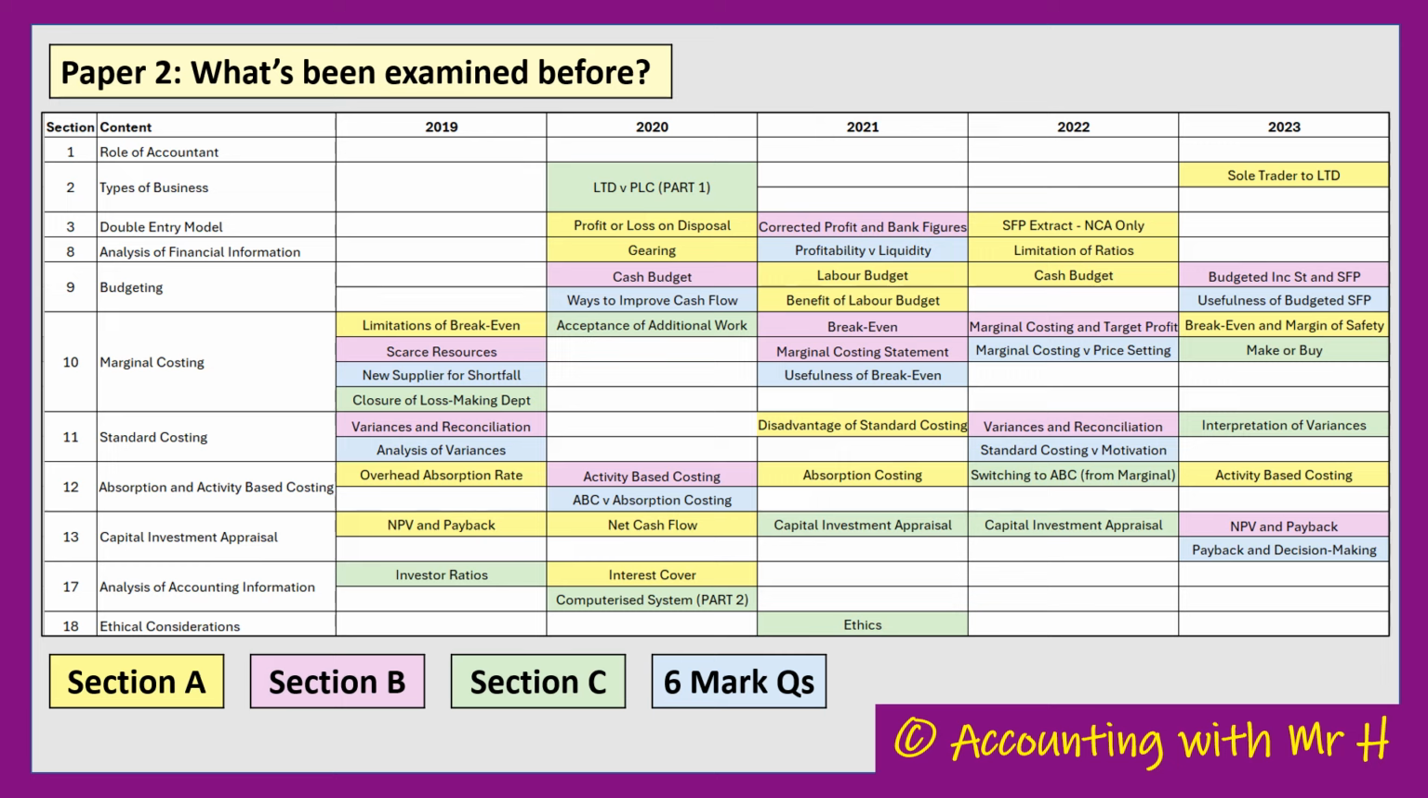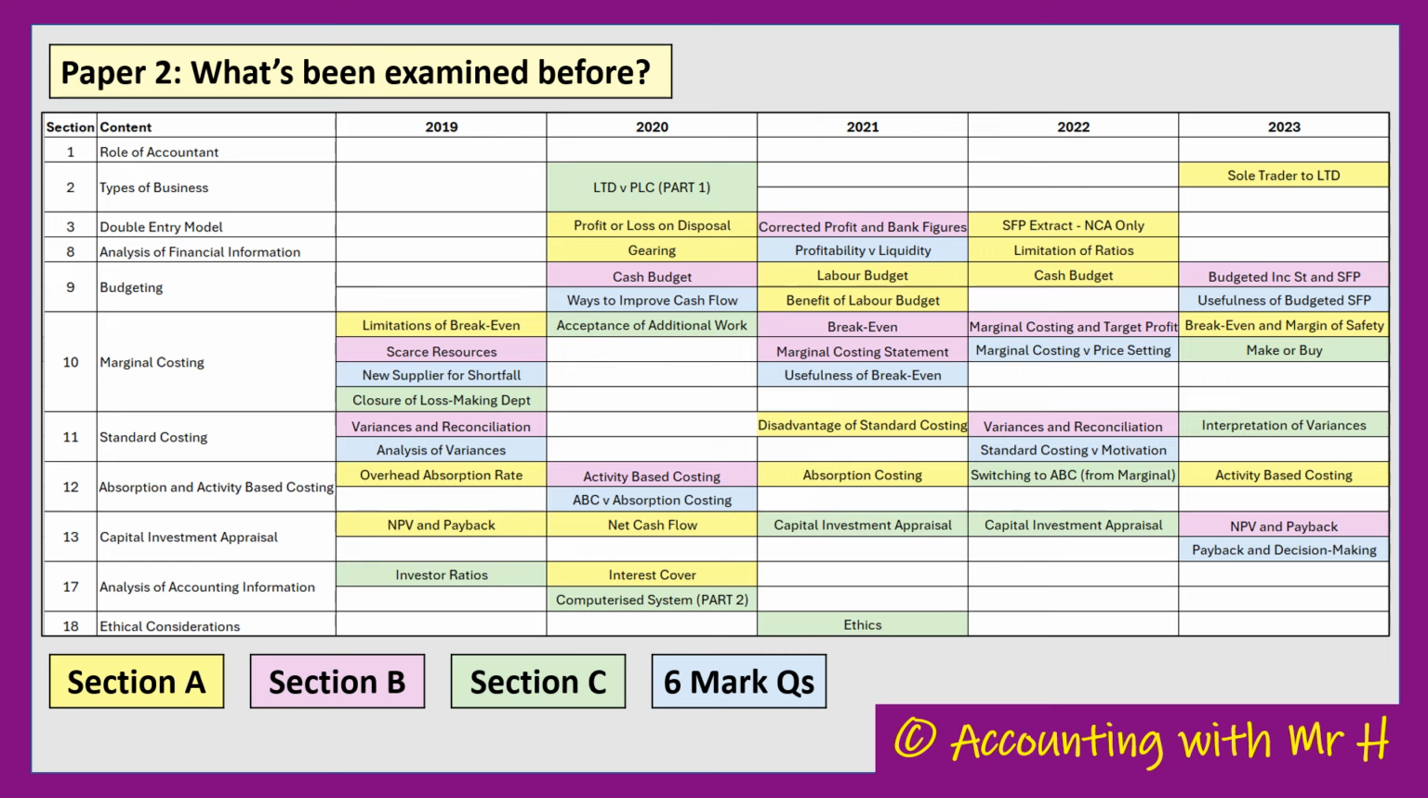All the way back in 2019, it was all over the paper. A 3-marker on limitations of break even, a section B question, calculate the maximum profit. It was to do with optimum use of scarce resources. A 6-marker, should they use this new supply they've found to make up the shortfall? And then in section C, it was a 25-marker about whether a business should close a loss-making department. So really required you to think about the contribution.